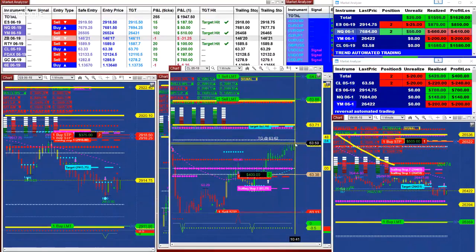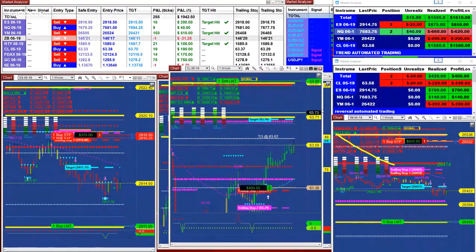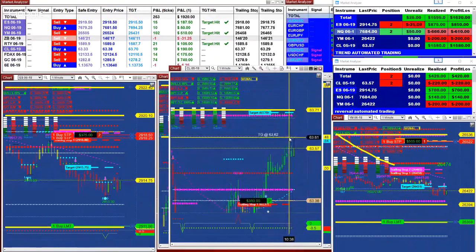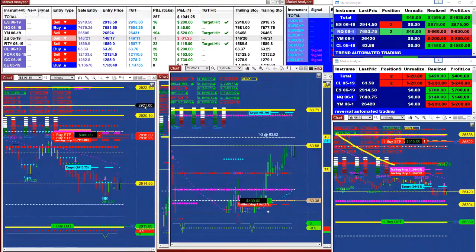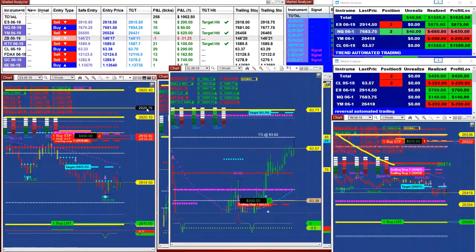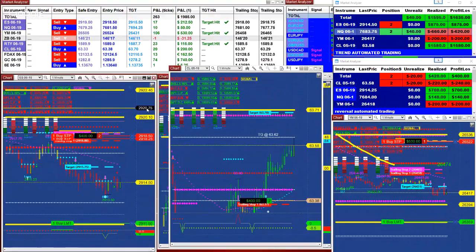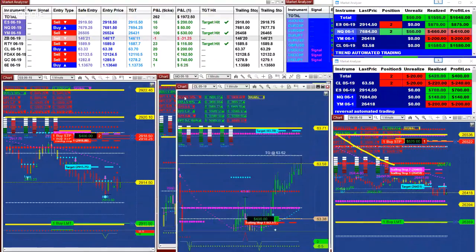You see? Where is the wick, folks? You see? This is what we were worried about. And exactly to the tick. Let's look at the NASDAQ situation.